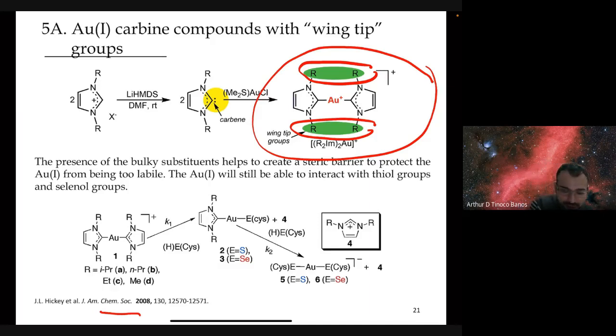And so here we have then this illustration of the gold being able to interact with the thiol groups, the seleno groups, and being able to then generate the formation of these type of compounds. The cysteine groups interacting with the gold itself. Right, so just sort of a proof of principle that this type of complexation can happen.